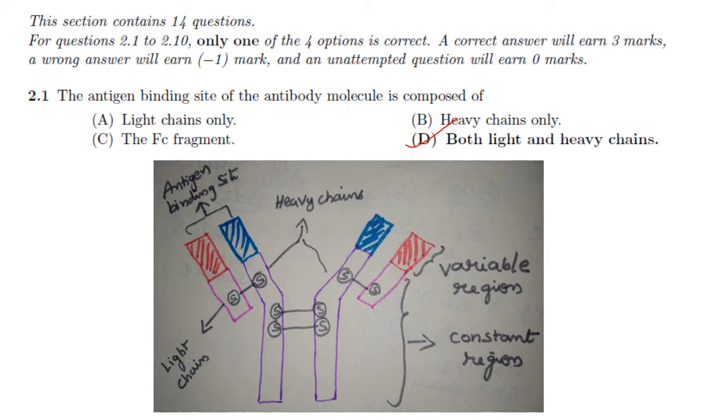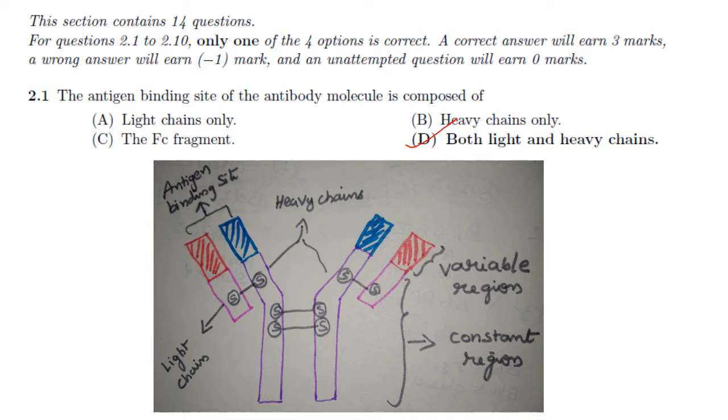Before that, the first section contains 14 questions. For questions 21 to 210, only one of the four options is correct. A correct answer will earn 3 marks, a wrong answer will earn -1 mark, and an unattempted question will earn 0 marks. So coming to the first question.